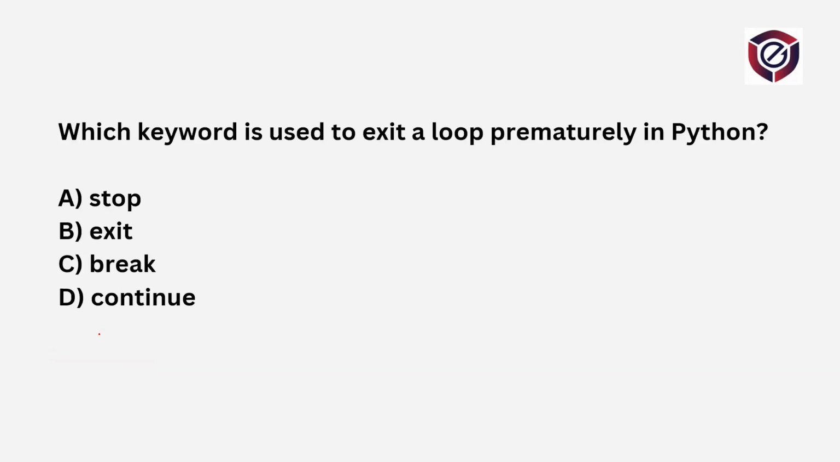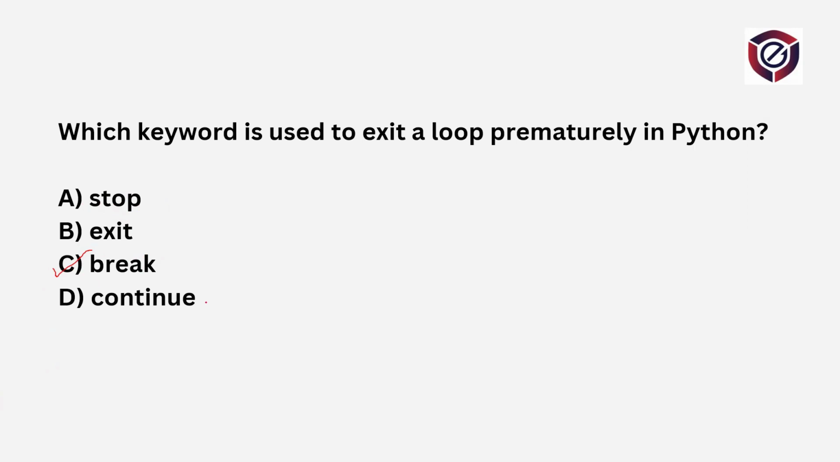Which keyword is used to exit a loop prematurely in Python? There are different methods to exit a function, exit a loop, or skip the current iteration. The question asked over here is to exit a loop prematurely. Means before completing all the iterations, I want to exit from the loop. I want to stop the loop. How can I do it? I will be using the break statement. You don't get confused with exit or stop. These are incorrect. There is no keyword called stop. The correct keyword is break.